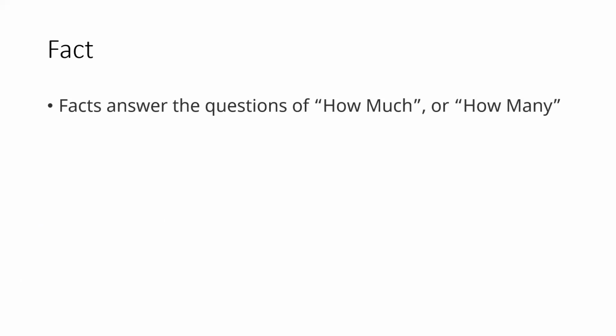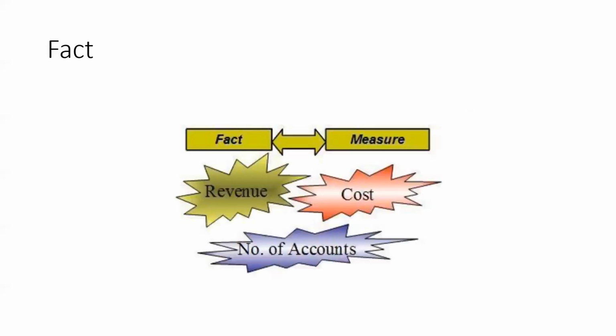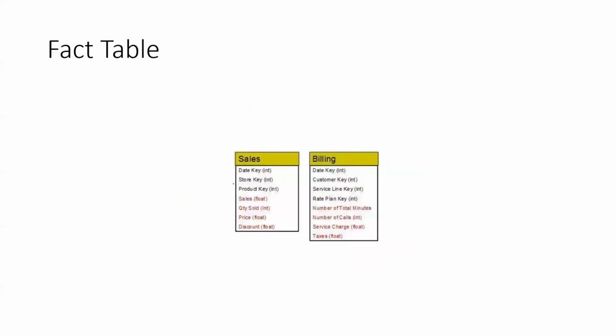Okay, just a quick recap. What is fact? Facts are also called measures. They should mainly be quantities. Just like how much or how many: if we question the data, the answers we receive should be our fact data. Some examples are revenue, cost, number of accounts, and the fact table should contain all the facts.